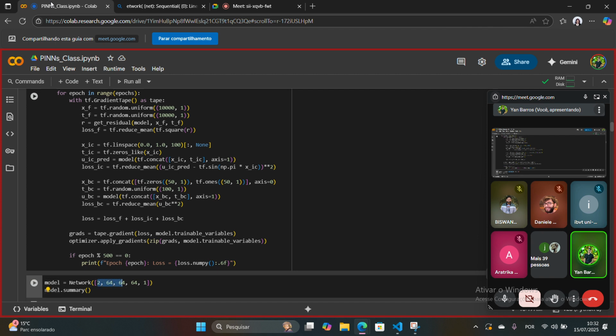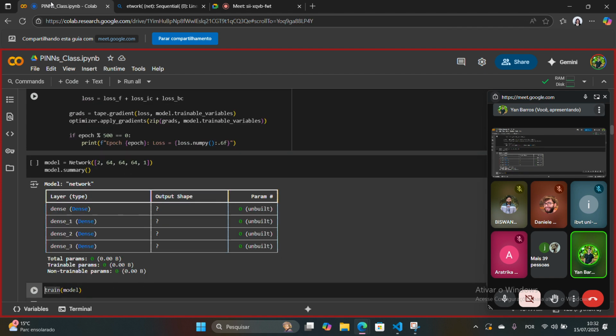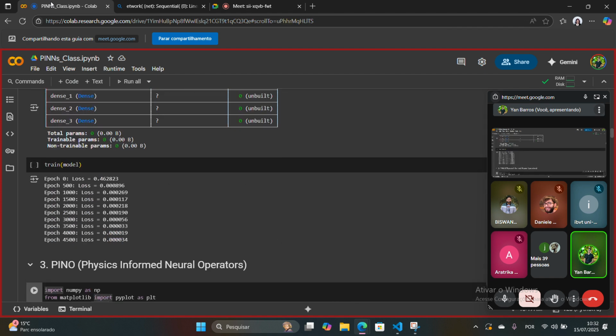As you can see, the architecture we are using for TensorFlow is the same as for PyTorch, and these are the results I had here for this silly example using TensorFlow.